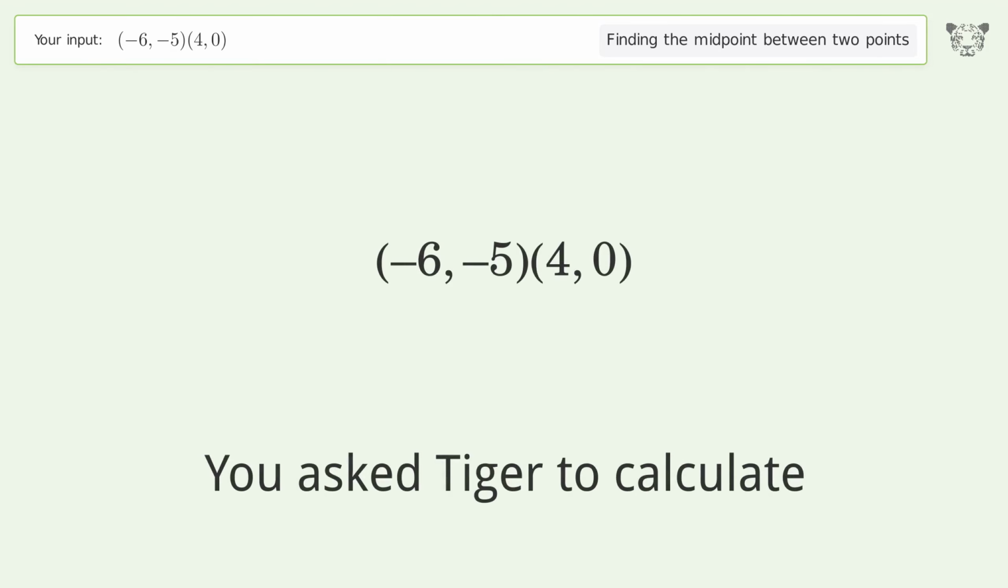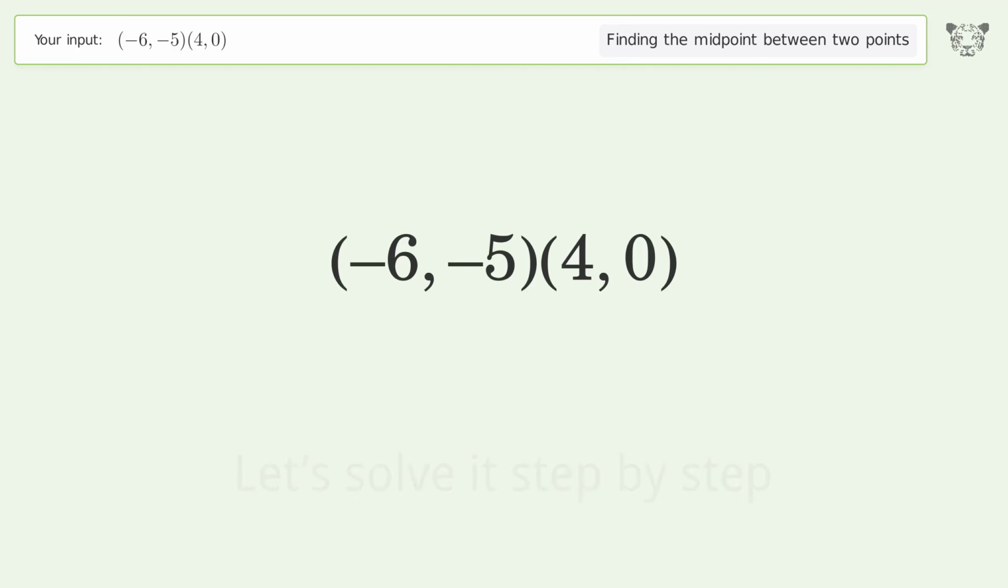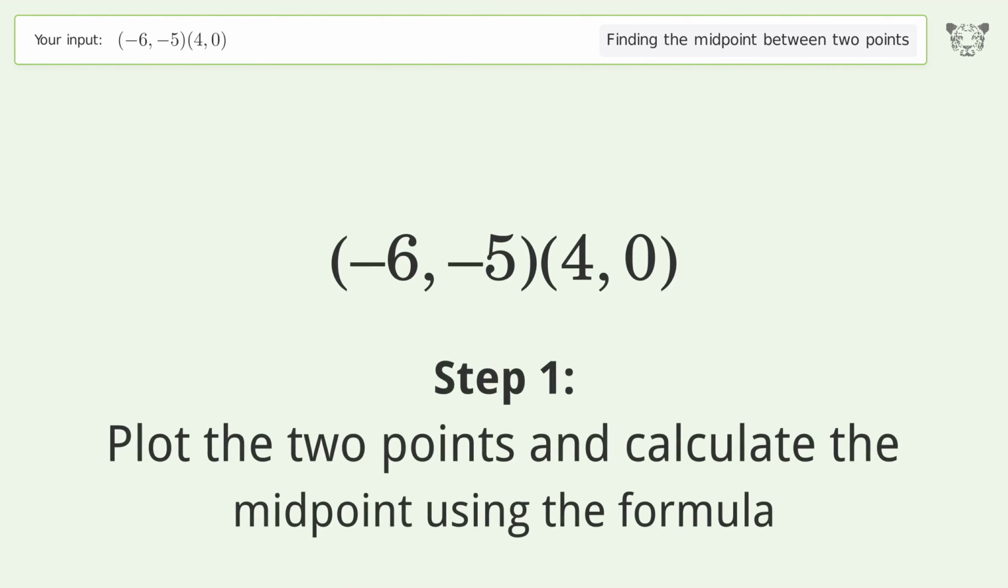You ask Tiger to calculate. This deals with finding the midpoint between 2 points. The midpoint between the 2 points is -1, -2.5. Let's solve it step by step. Plot the 2 points and calculate the midpoint using the formula.